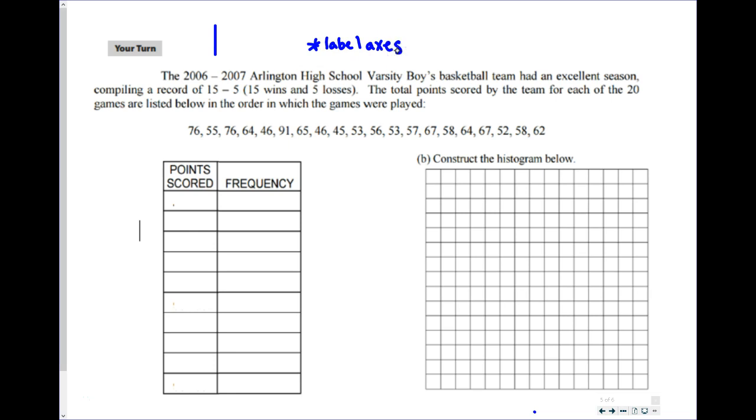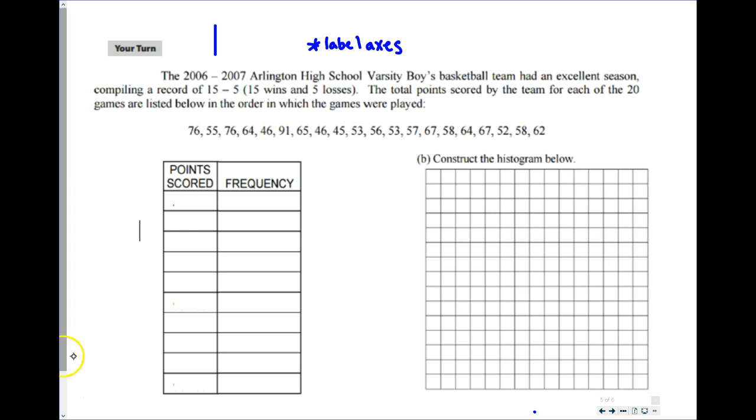So let's read this problem. I'm going to get you started. The Arlington High School varsity boys basketball team had an excellent season, compiling a record of 15-5. The total points scored by the team for each of their 20 games are listed below in order of which the games were played. So game 1, they scored 67, game 2, 55, etc.